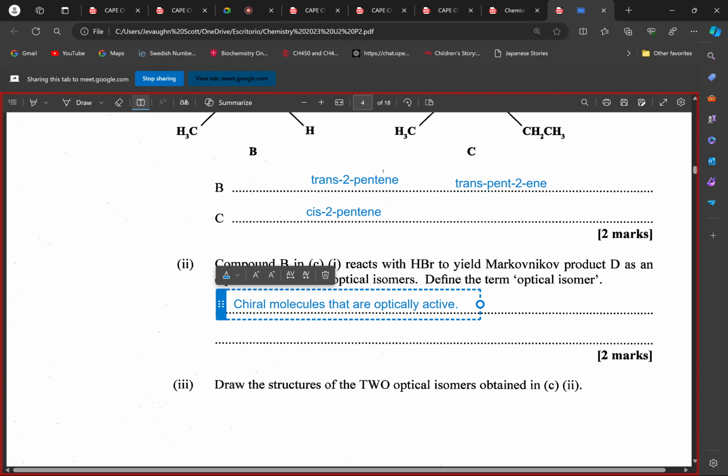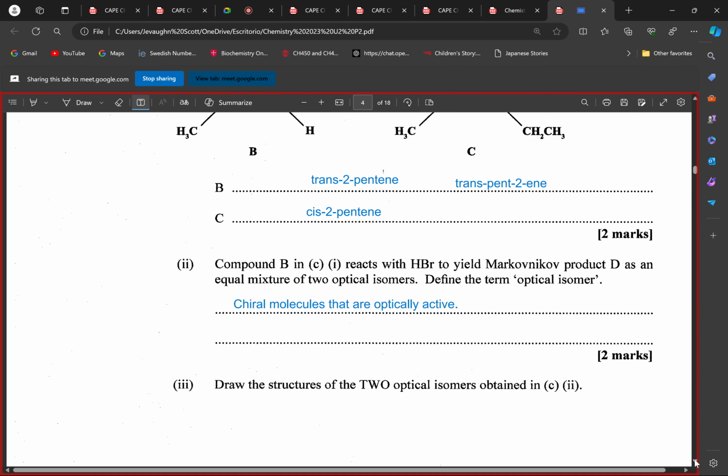The thing is, no. Define the term optical isomer. Remember that the optical isomer itself could be an enantiomer or a diastereomer. So if you say it's non-superimposable mirror images, that's only defining one kind of optical isomer. But in general, an optical isomer would be chiral molecules that have the same structure but differ in their optical activity. So they're optically active chiral molecules. That's what I would generally call them.